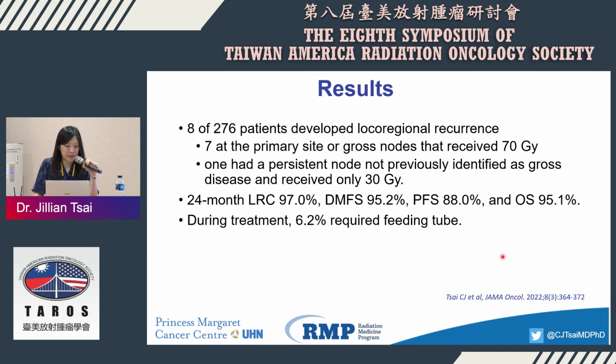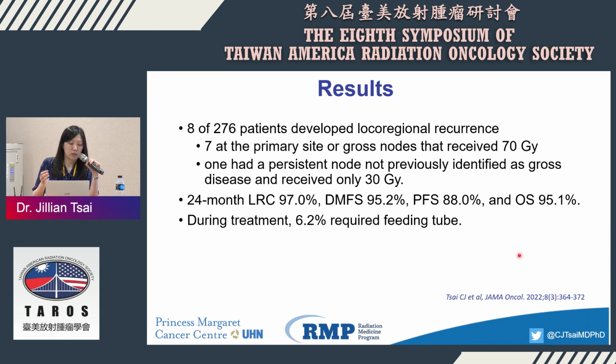So when we look at our patients, 276 over a 2-year span, 8 patients developed local regional recurrence. But all of them, 7 at the primary site or gross disease that's receiving 70 gray. So all the failures actually fail within 70 gray. That's very consistent with our clinical practice. When you treat these patients, they fail at the primary because the primary is just resistant. Even with 70 gray, it just recurred.